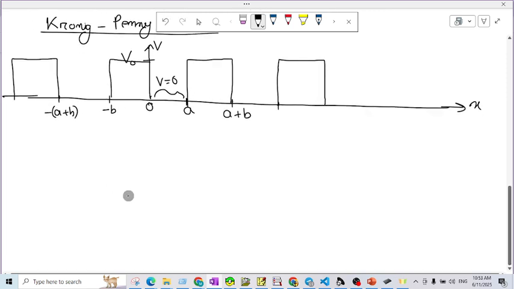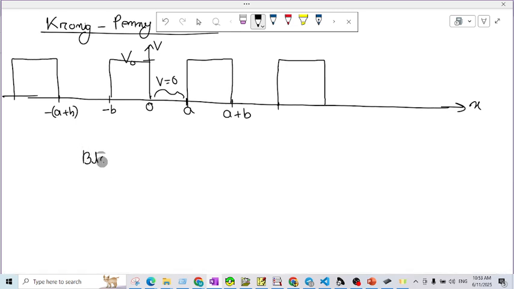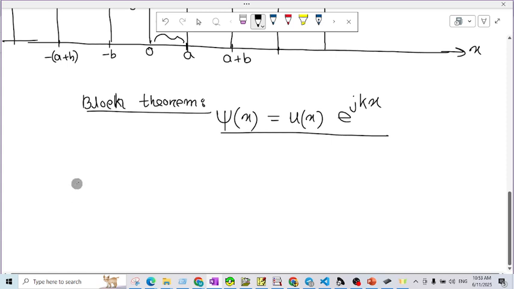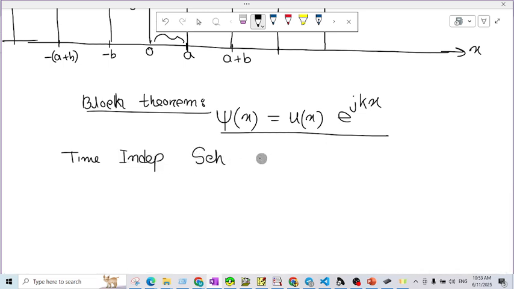So let me first tell you that Bloch's theorem says that if we have this kind of potential, this kind of periodic shape, then the wave function psi(x) will be equal to u(x) e to the power jkx. That means the wave function will be of this shape. Accepting this theorem, let's apply it in the time independent Schrodinger equation.